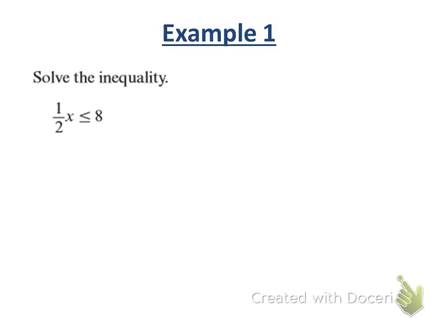So how would you solve this one? 1/2 x is less than or equal to 8. Multiply by 2, right? That's the easier way. If you see fractions, eliminate the fractions by multiplying through by the common denominator. So multiply both sides by 2, we get x is less than or equal to 16. Now we could also do what with this solution? Sketch the graph or write it in interval notation.